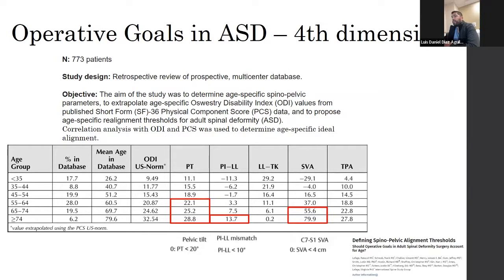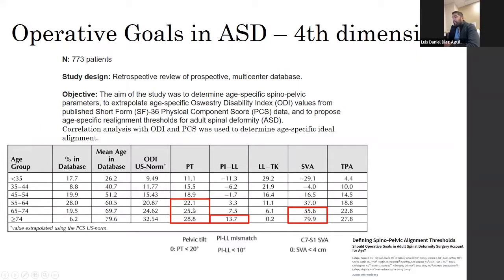So by taking these patients and extrapolating age-specific ODI values and the physical component of SF36, they're able to identify that the kind of dogmatic Schwab classification values that we learn begin to break down as the patients age, and they continue to have appropriate ODIs.